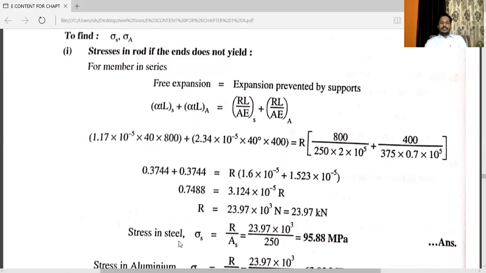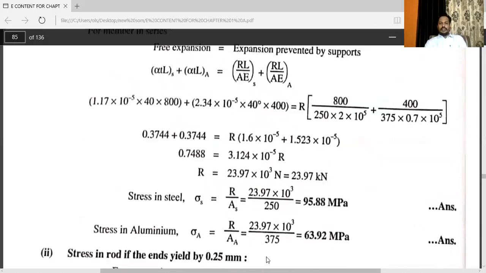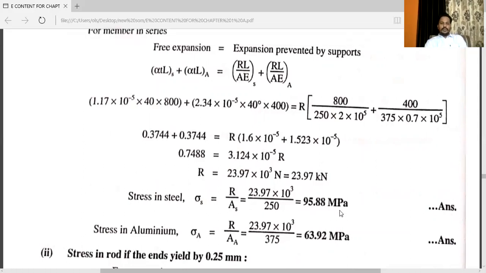And we know that stress in steel is nothing but R upon area. We have the area. So stress in steel is 95.88 megapascal. Similarly, stress in aluminium is R upon area of aluminium. The answer will be 63.92 megapascal.